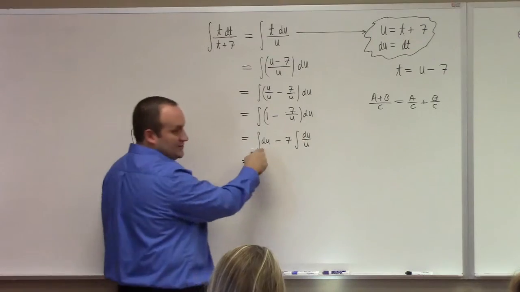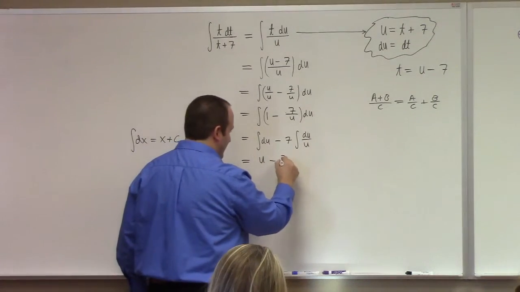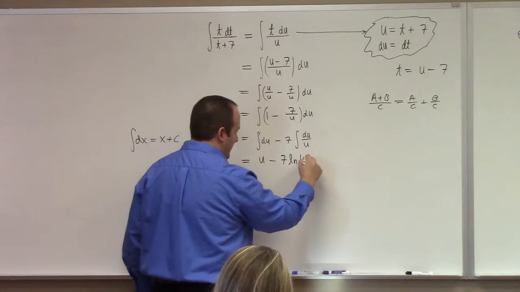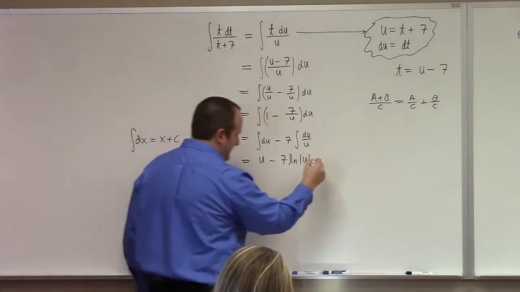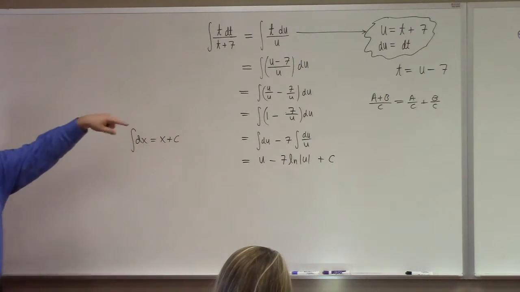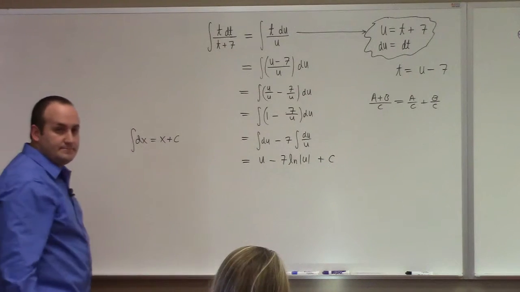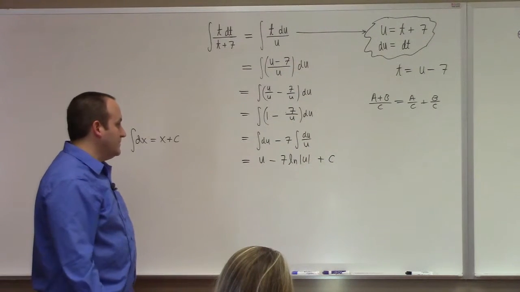So this is u, minus 7 natural log of the absolute value of u, plus a constant. So those are basic integrals. It goes back to our list of educated guesses that we must know over there.